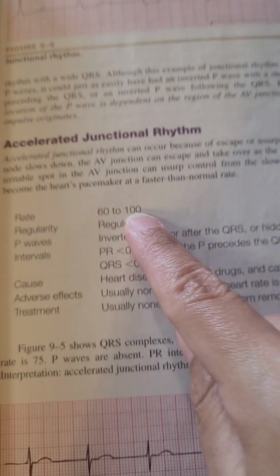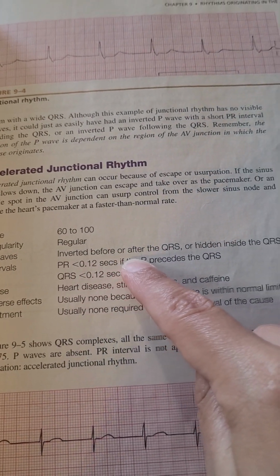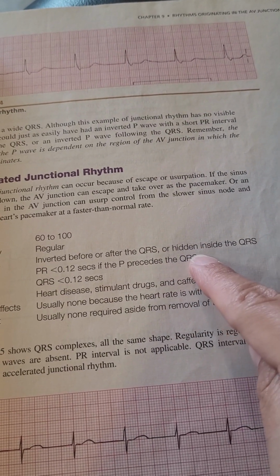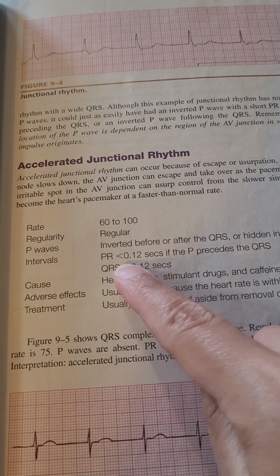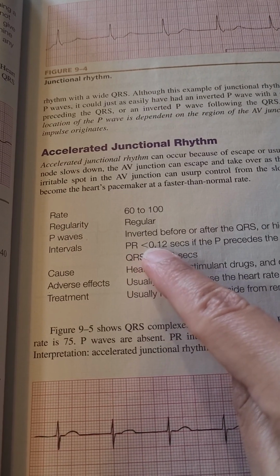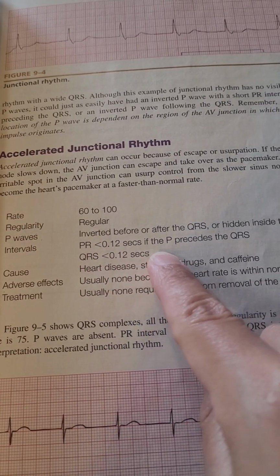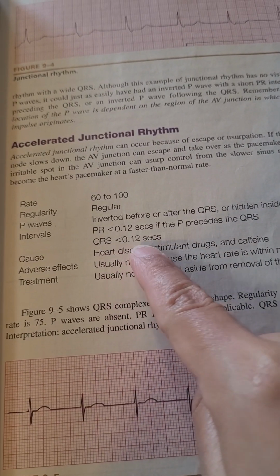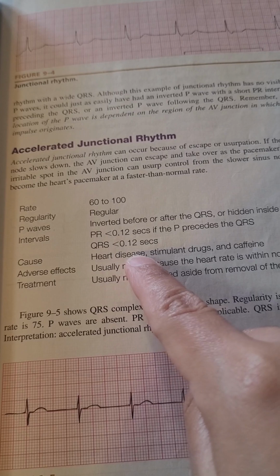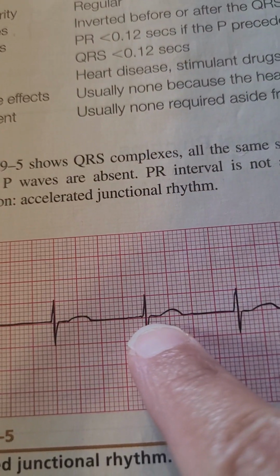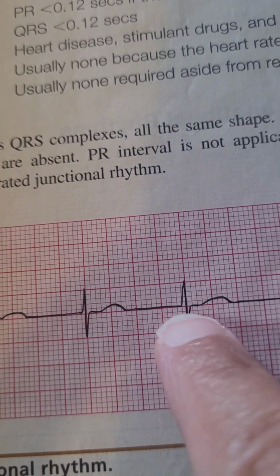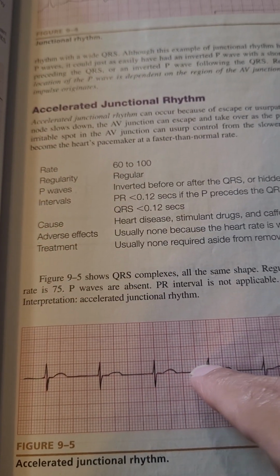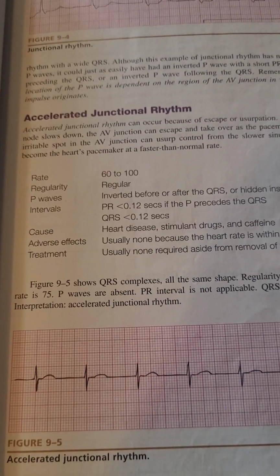Or would it be, what do we say, inverted before or after the QRS, or no P wave at all, because it's going to be hidden in the QRS, it says. PR interval, less than 0.12 seconds if the P wave is before the QRS. QRS, like I said, still remains less than 0.12 seconds. Just so you can remember. So that's an accelerated junctional rhythm.